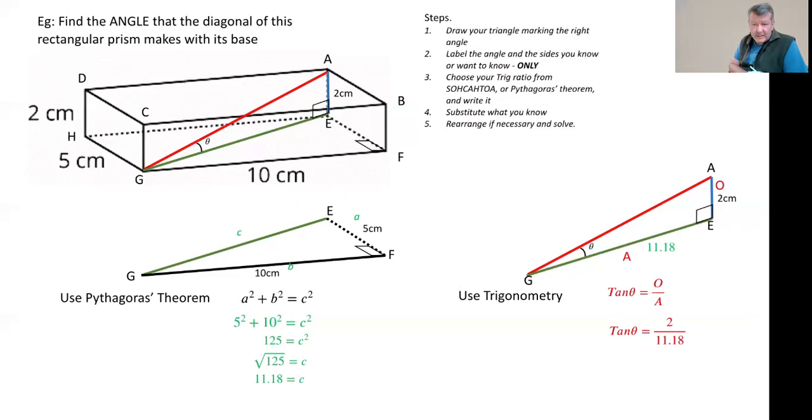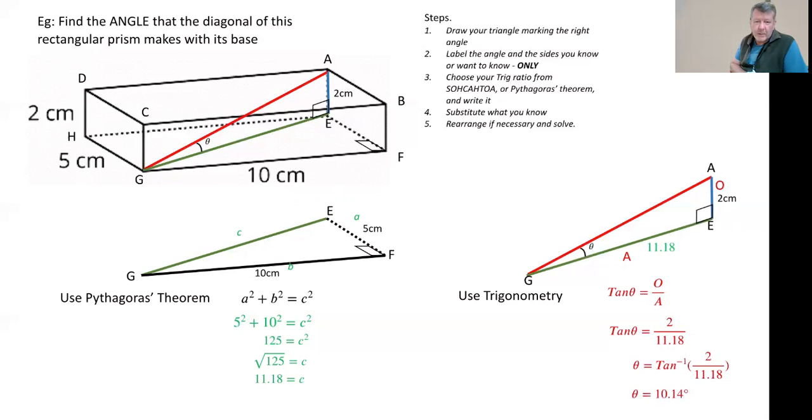Again, we don't need tan theta, we just need theta. So we have to shift that tan onto the other side. I say shift tan. It's actually the inverse of tan or arctan. I say shift tan because on the calculator, to get to tan to the power of -1, you have to press shift. So shift tan, 2 over 11.18. Now go for your calculator and type that in. You come up with an angle of 10.14 degrees.